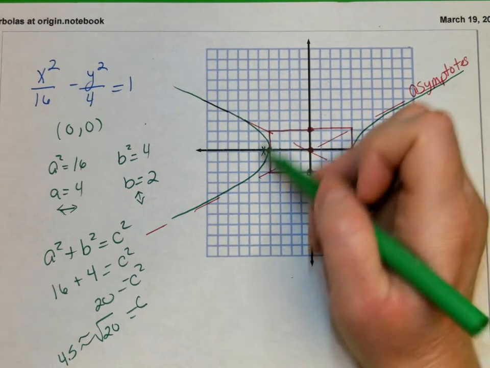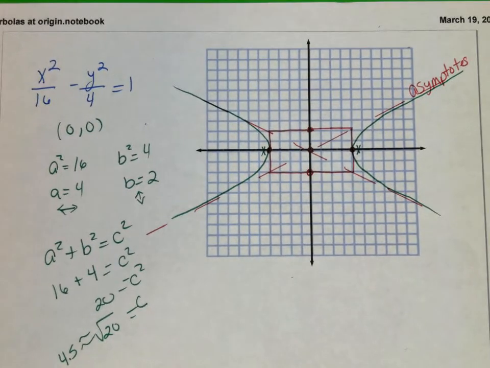Now I know the box is kind of a neat little thing. It helps get me in the right spot. I need the box and the asymptotes. I need the box so I can draw the asymptotes. I need the asymptotes so I can stay in bounds. And that's what a hyperbola looks like. Let's try that again.